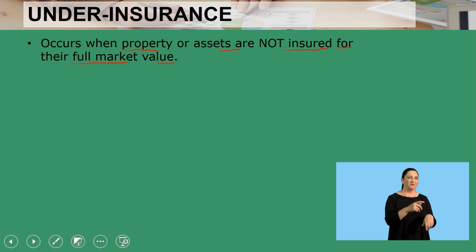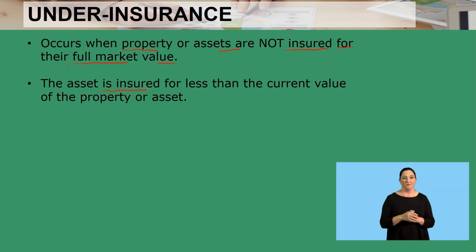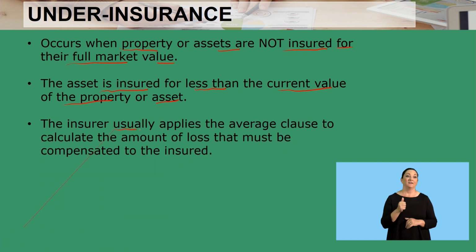So this would normally happen to a house, because a house appreciates or adds value over time, and then the asset is insured for less than the current value of the property or asset. Another aspect we should know about this is that the insurer usually applies average loss to calculate the amount of loss that must be compensated to the insured.